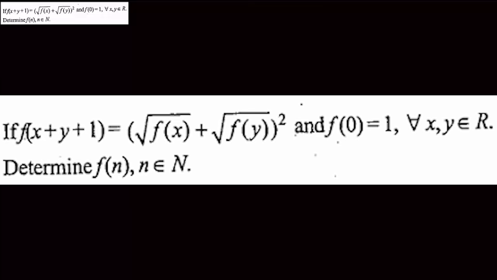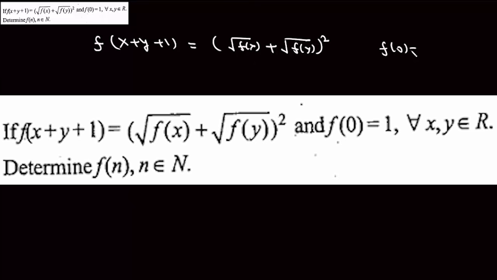Now the question is, we are given this function f(x+y+1) is equal to (under root f(x) plus under root f(y)) whole square, and f(0) equals 1. We need to determine f(n), where n is a natural number.